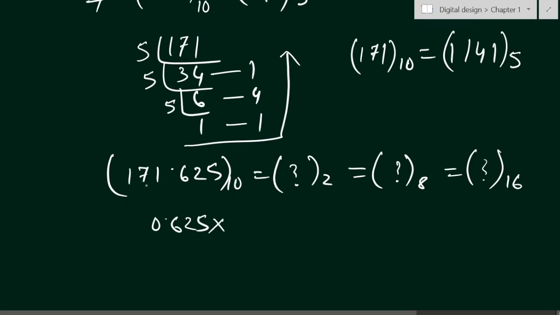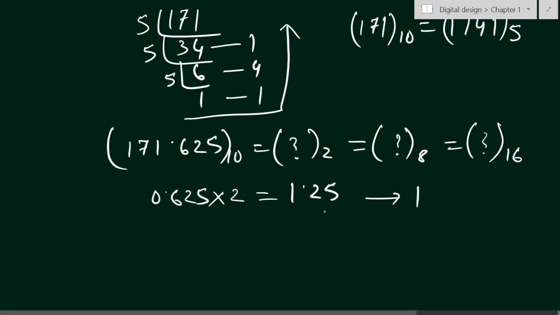0.625. We have to neglect this part now, so we'll consider only the fractional part. Here we have 0.625, and we have discarded this part. It is multiplied by 2 because we want to convert into the binary number system. So what will we have? 1.25. Whenever you have an integer here, you write that integer here.